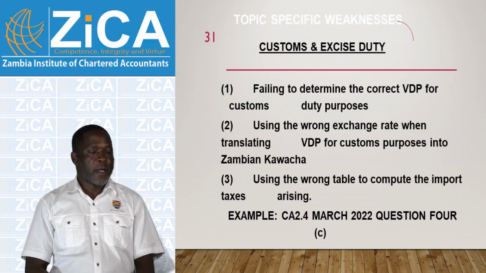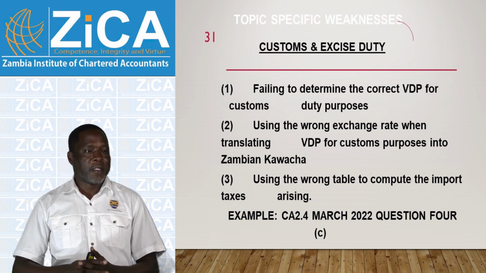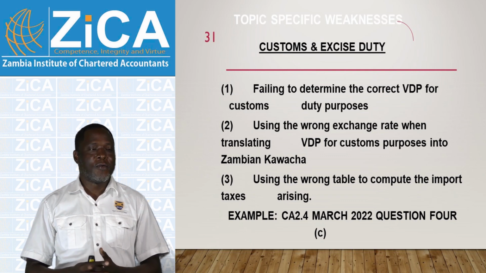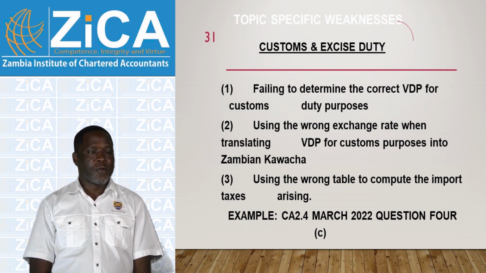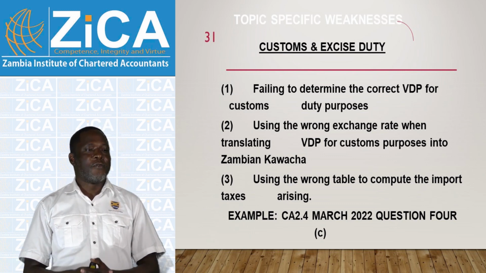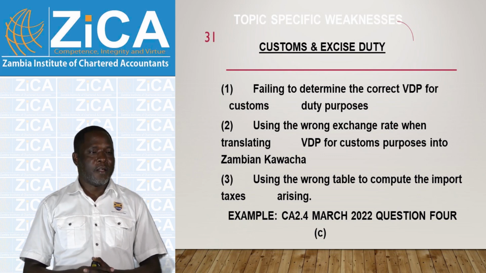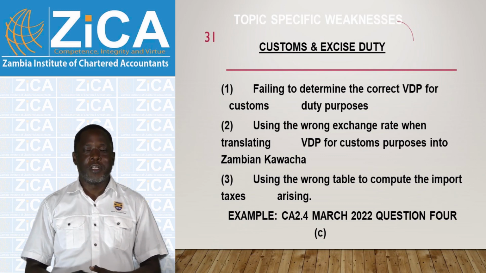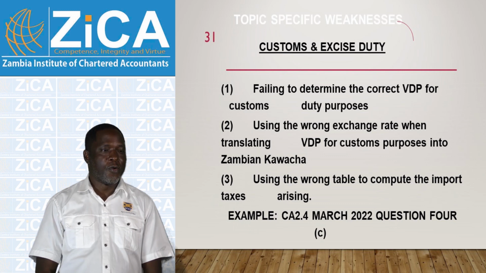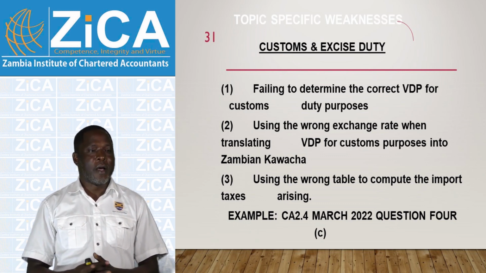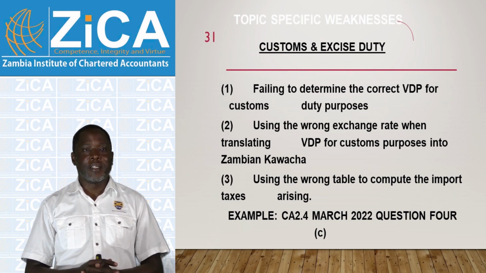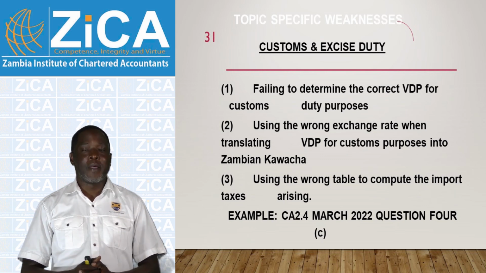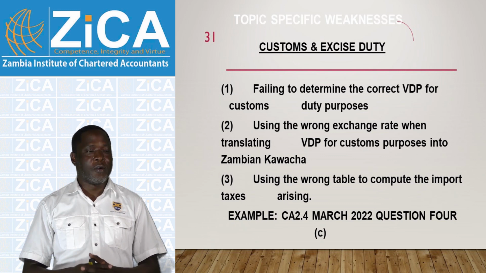So we now look at another topic, customs and excise duty. When it comes to customs and excise duty, challenges include failing to determine the correct VDP for the purposes of determining customs duty on imported motor vehicles. So the VDP is calculated by adding the purchase price of the motor vehicles, insurance, freight, and other incidental charges or costs incurred up to the point of entry into Zambia. Any costs incurred within Zambia should never be included in the determination of the VDP for customs duty purposes.